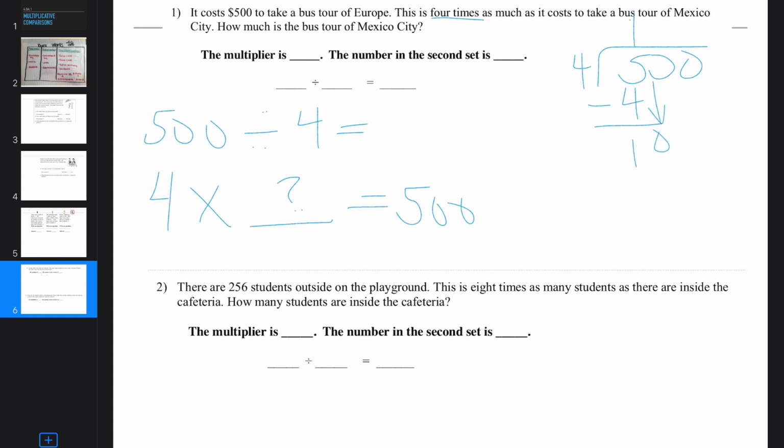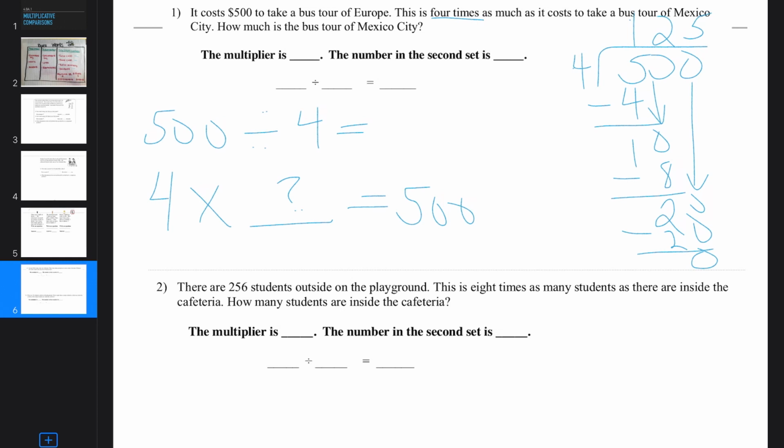Bring down my 0. 4 goes into 10 2 times. 4 times 2 is 8. 10 minus 8 is 2. Bring down my 0. 4 goes into 20 5 times. 4 times 5 is 20. And 20 minus 20 is 0.